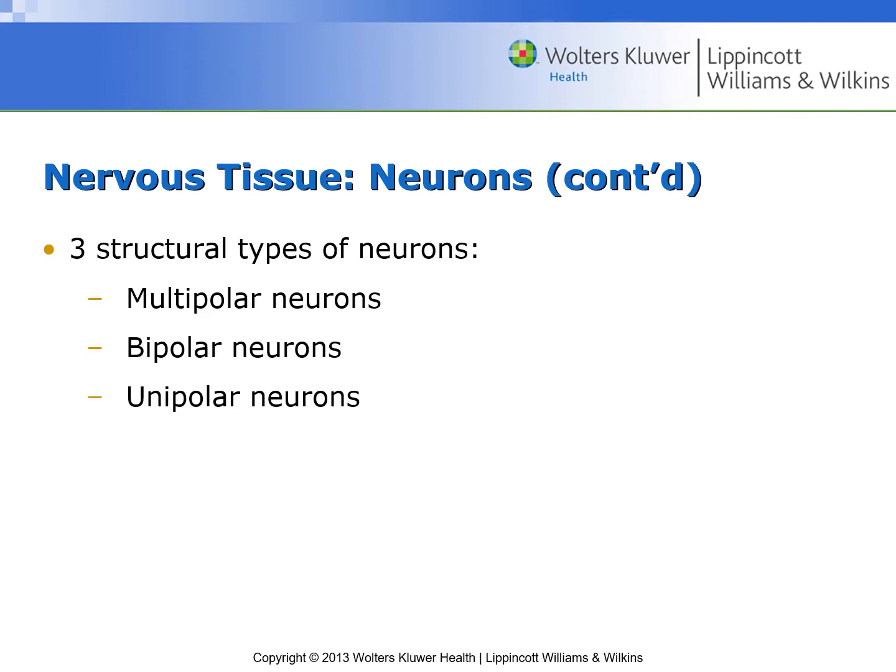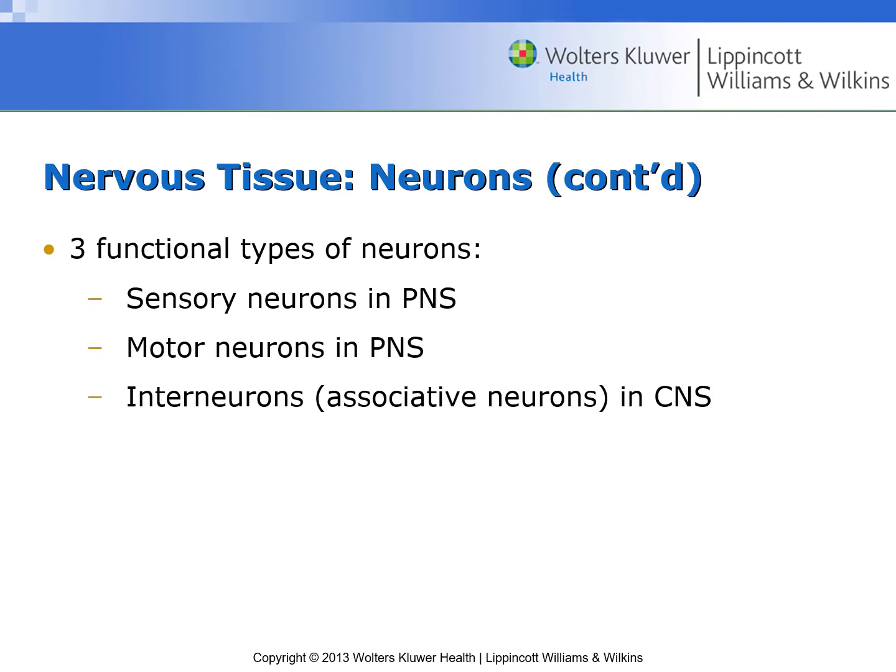There are three structural types of neurons: multipolar neurons, bipolar neurons, and unipolar neurons. There are three functional types of neurons: the sensory neurons in the peripheral nervous system, the motor neurons in the peripheral nervous system, and the interneurons that are associative neurons within the CNS.